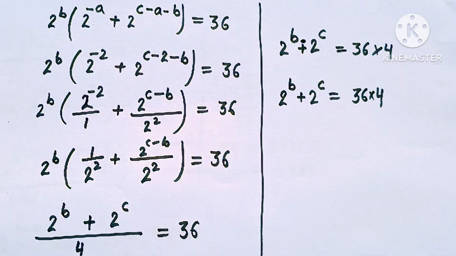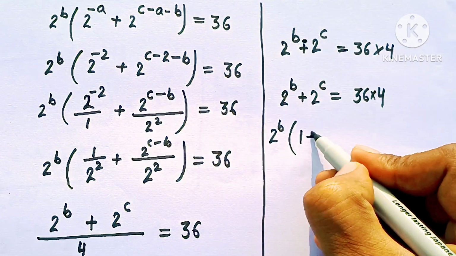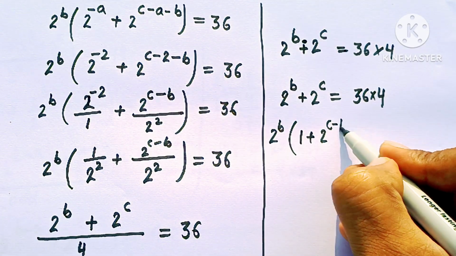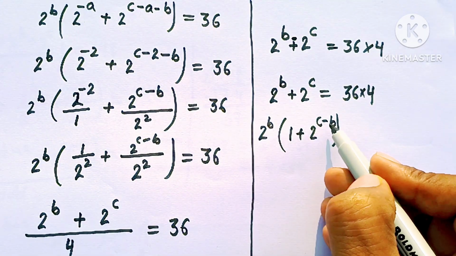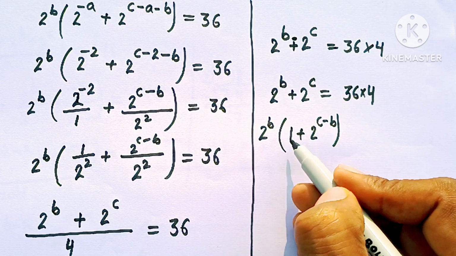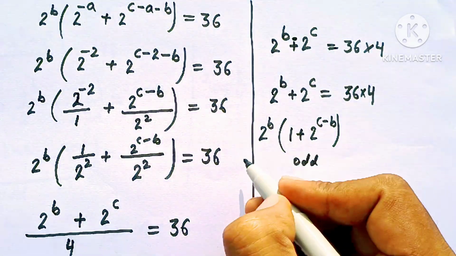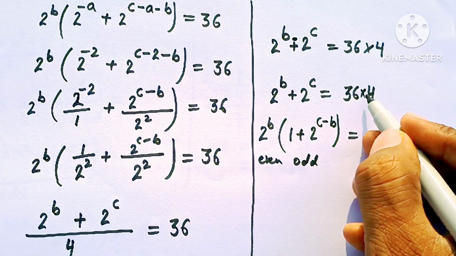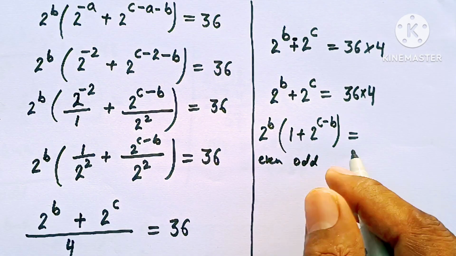You are seeing that this is even and this one is also even. So I am just taking out 2 to the power b, so I'll have 1 plus 2 to the power c minus b. Since c minus b is not equal to 0, this will be an even number, but after adding 1 it becomes odd. So this format should be right, in odd and even format.